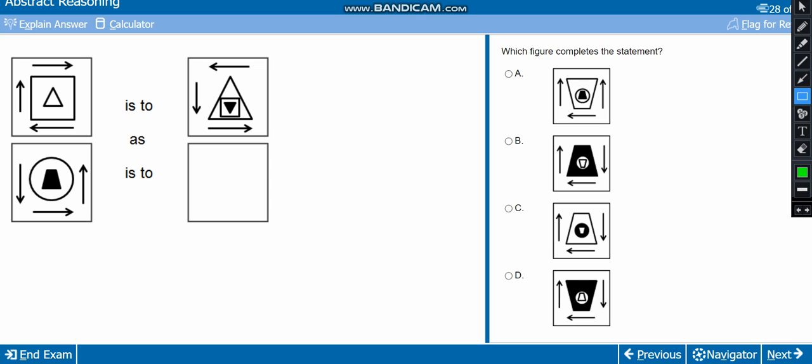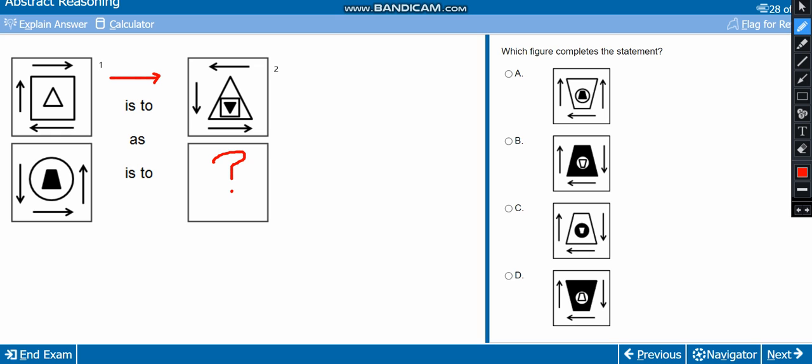Today we're going to answer this question here. Shape 1 is to shape 2, as shape 3 is to some unknown shape 4. And we're asked to work out what shape 4 is. So some process is being acted upon shape 1 to transform it into shape 2.